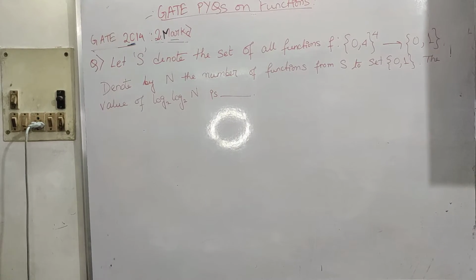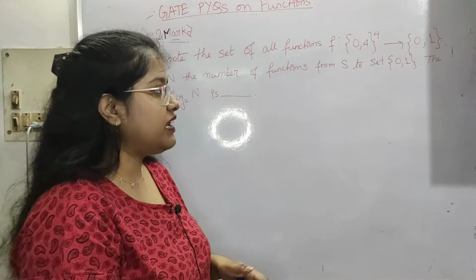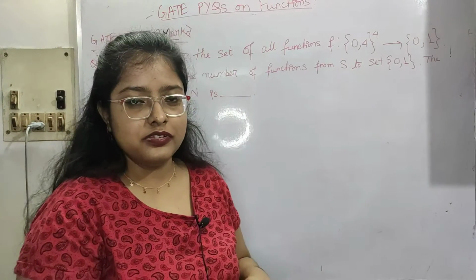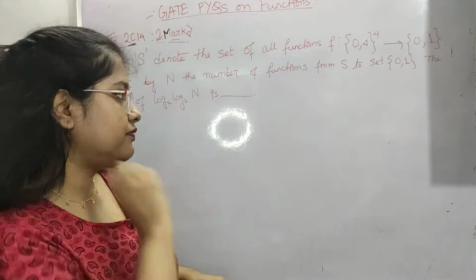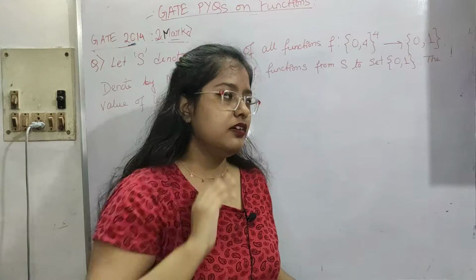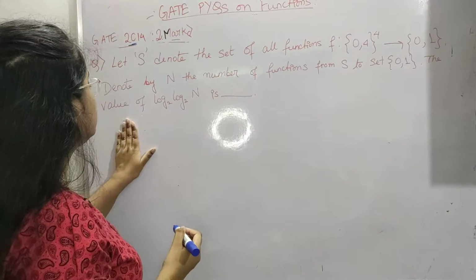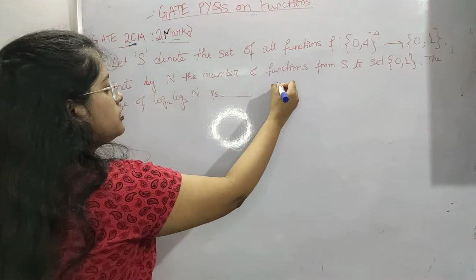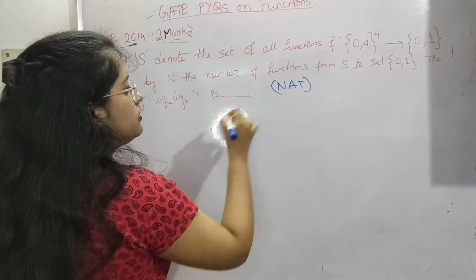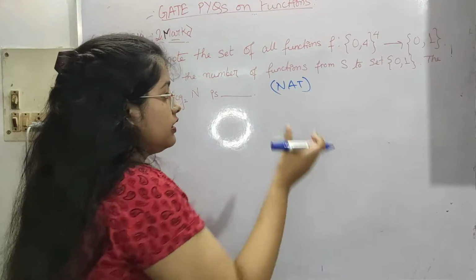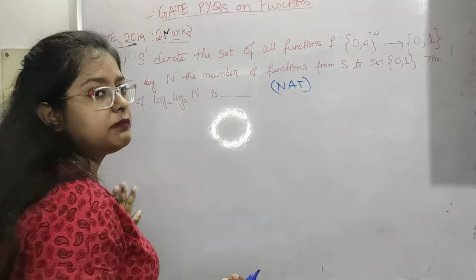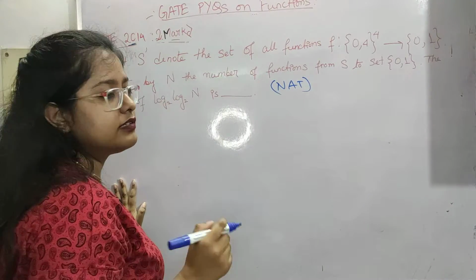Now let's see the final question here. We will add more questions if I find some. Okay, so it's not the end. If I find some questions, I will add them. Now let's see this one, a 2014 2 marks question. Here this is a NAT question. You have to use the virtual keyboard and calculator and put in the answer. No negative marking is present, but you have to put the answer correctly.